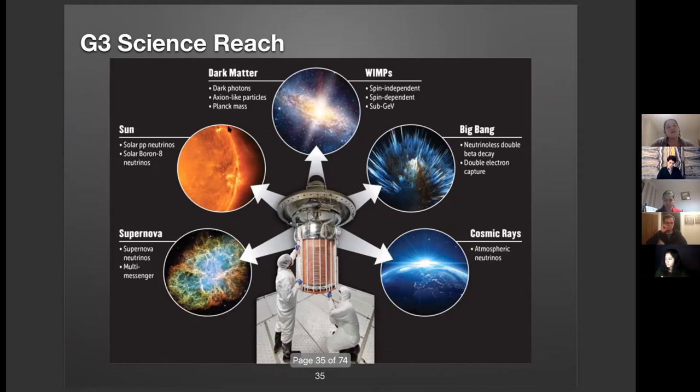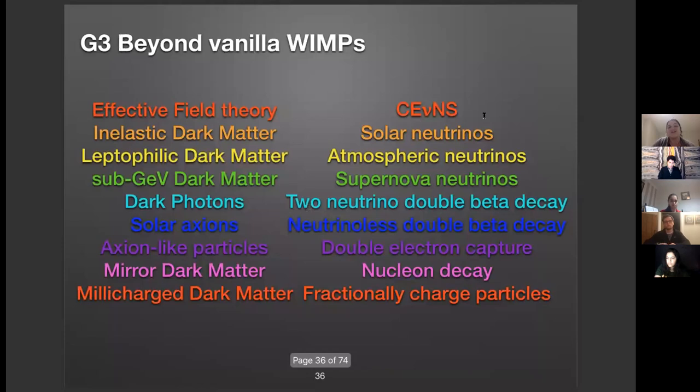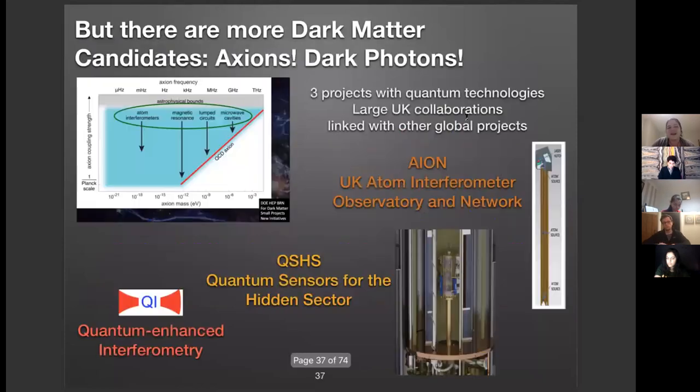But we can also see neutrinos from the sun. We can see neutrinos from supernovae. We can study neutrinoless double beta decay and double electron capture, understanding the fundamental nature of other particles, and study these atmospheric neutrinos and cosmic rays, other particles that we don't fully understand where they get all of their energy from. So we're excited about a detector. We have to even plan for the detectors after the one we're trying to turn on right now. It can do lots of science, a wide array.